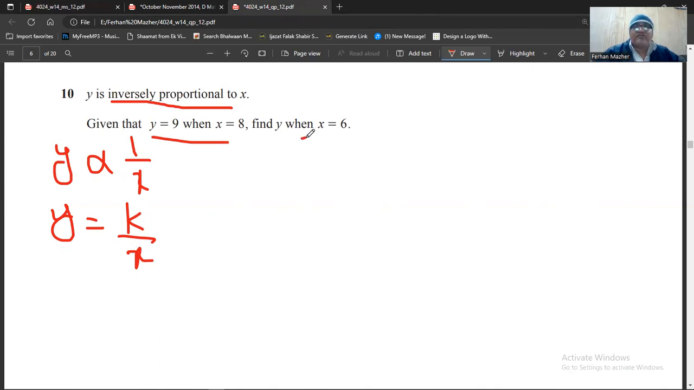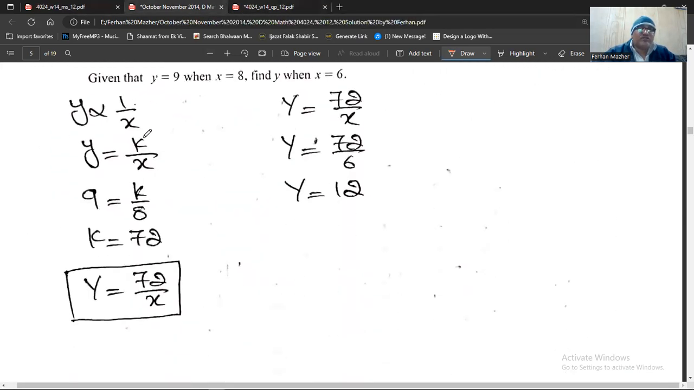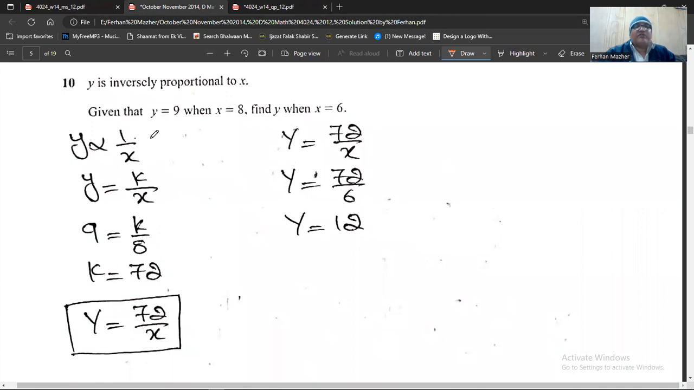Once I know the value of k, using that formula I can find y when x is equal to 6. They say y is equal to 9 when x is equal to 8. Okay, let me show you the solution. Y is proportional to 1 by x because this is inversely proportional, so y will be equal to k by x.